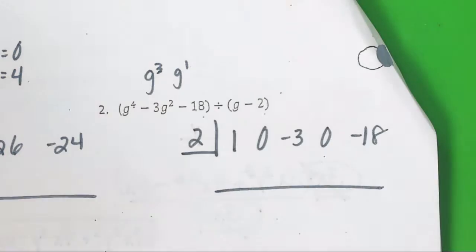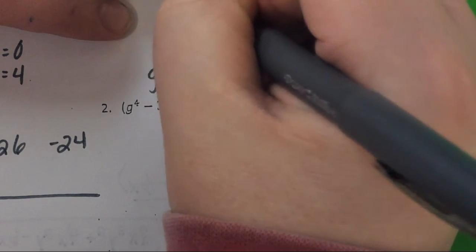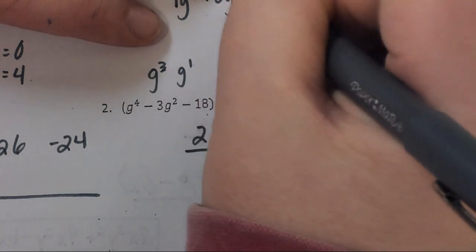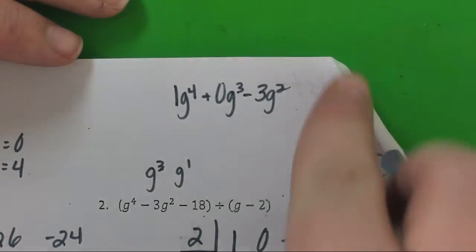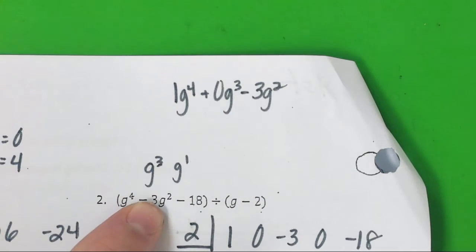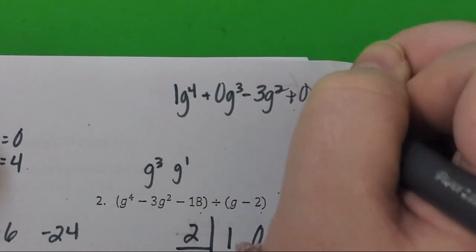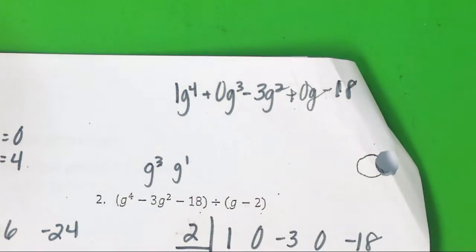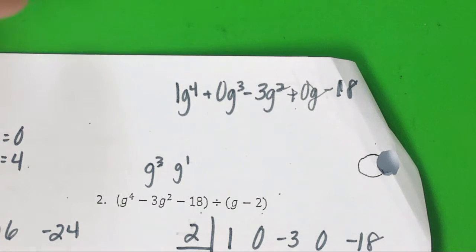Okay, if you need that slower, which trust me, I understand. It's 1g to the fourth plus 0g to the third minus 3g squared plus 0g minus 18. Hence why the numbers I wrote below were 1, 0, negative 3, 0, negative 18.